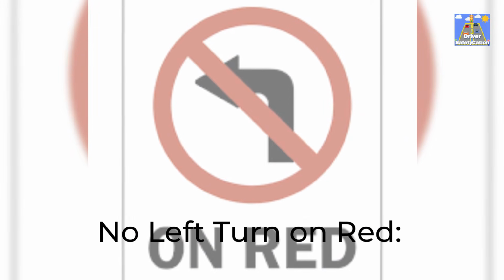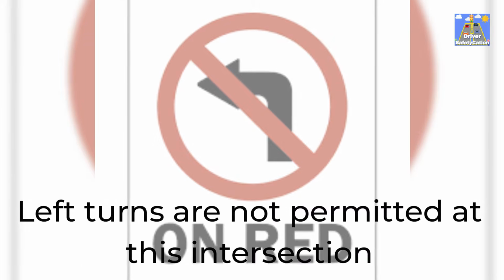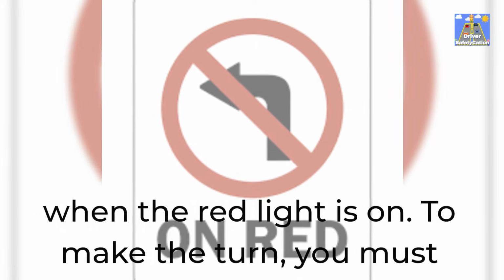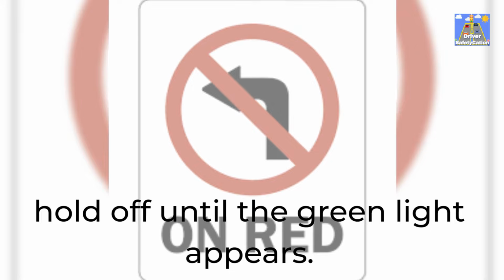No left turn on red. Left turns are not permitted at this intersection when the red light is on. To make the turn, you must hold out until the green light appears.